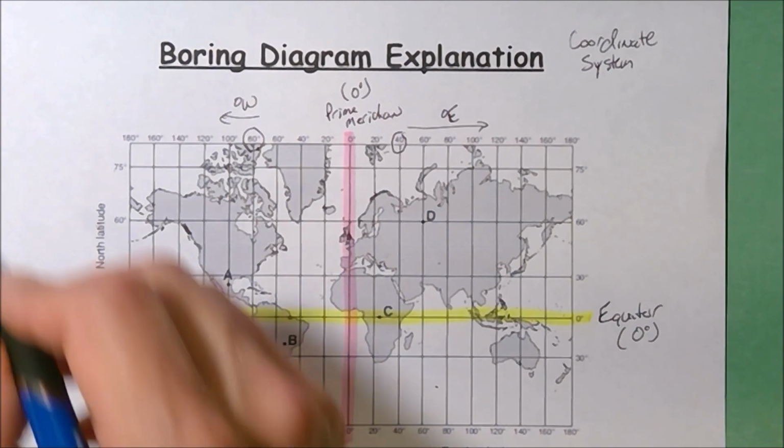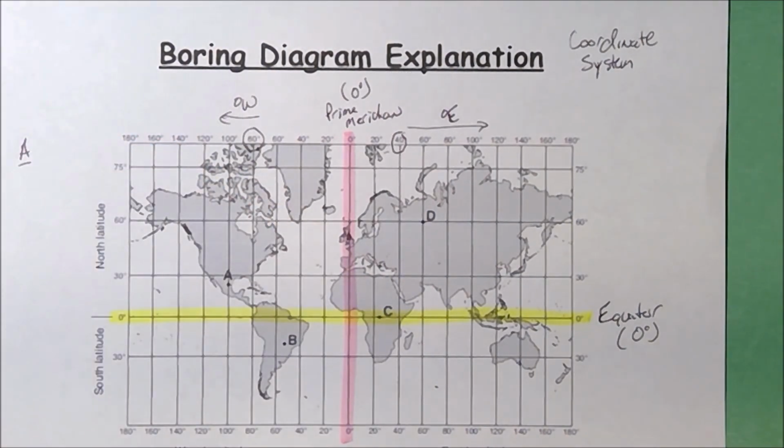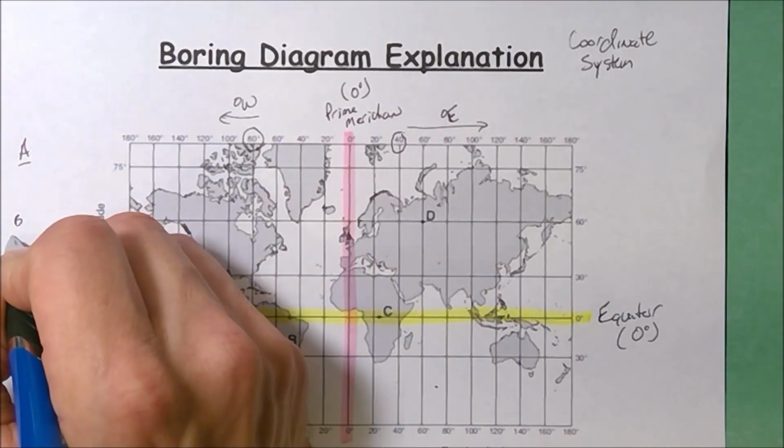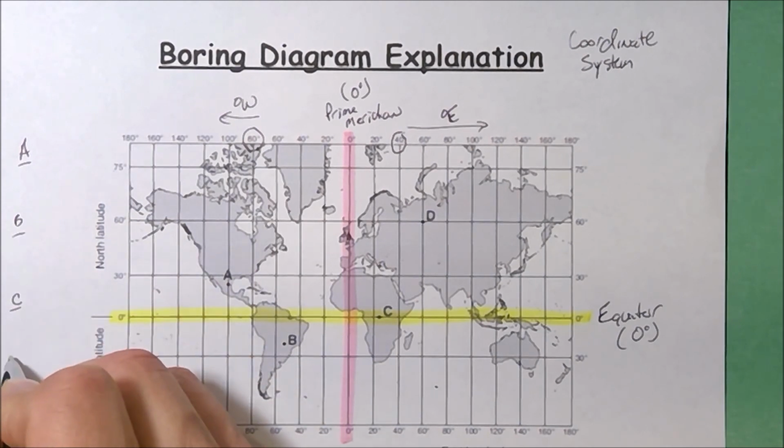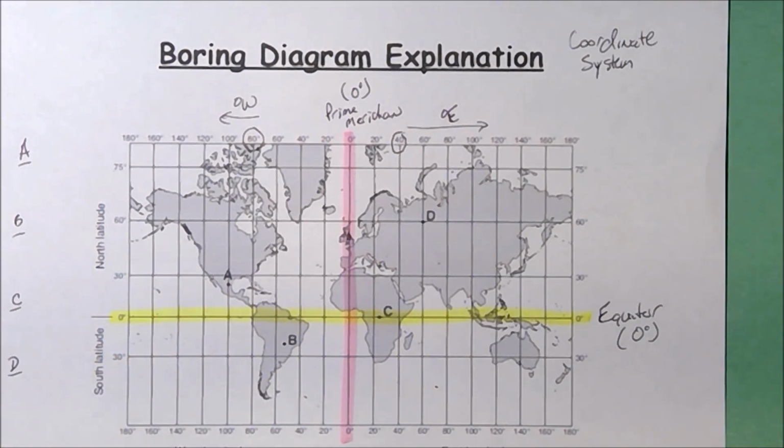All right, for now, I'd like you to write over here the 4 points that are on this map: A, B, C, and D. We will come back to finding those coordinates after we have discussed the system a little bit more.